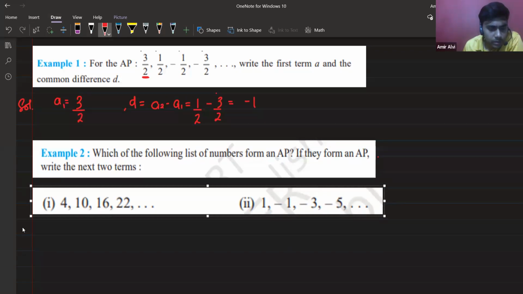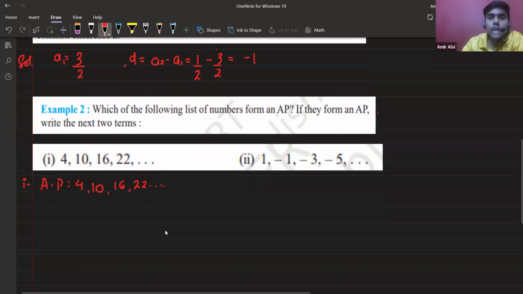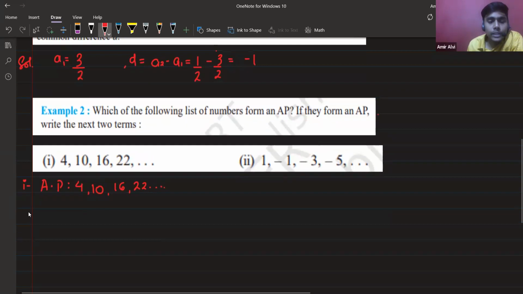First part: the question is saying, which of the following lists of numbers forms an AP? If they form an AP, write the next two terms. The first AP given here is 4, 10, 16, 22 and so on. It's going on. Nothing else is given, so we just have to check whether it's an AP or not.